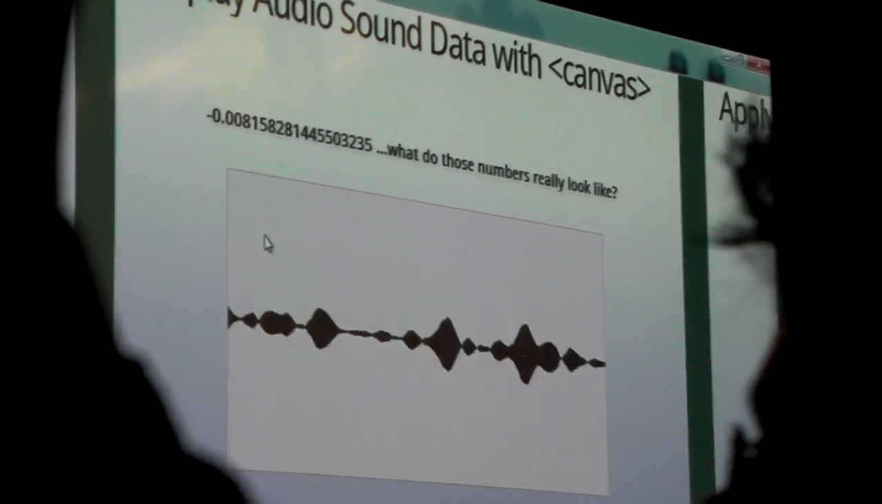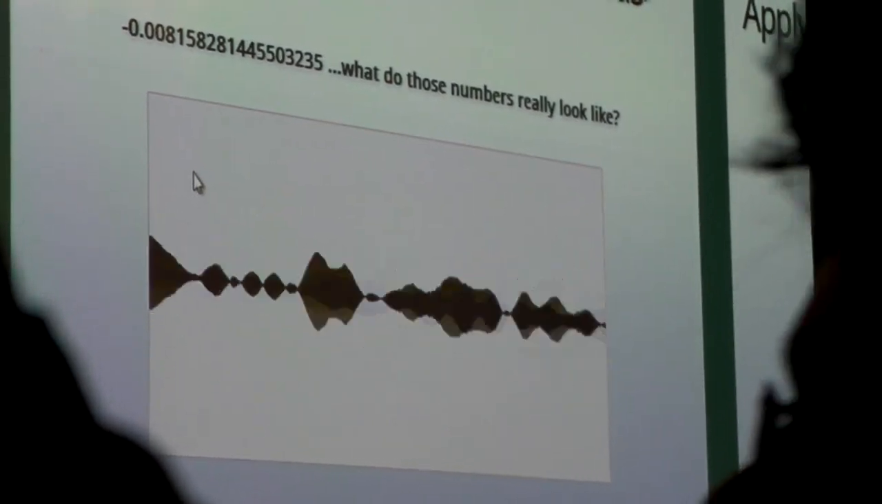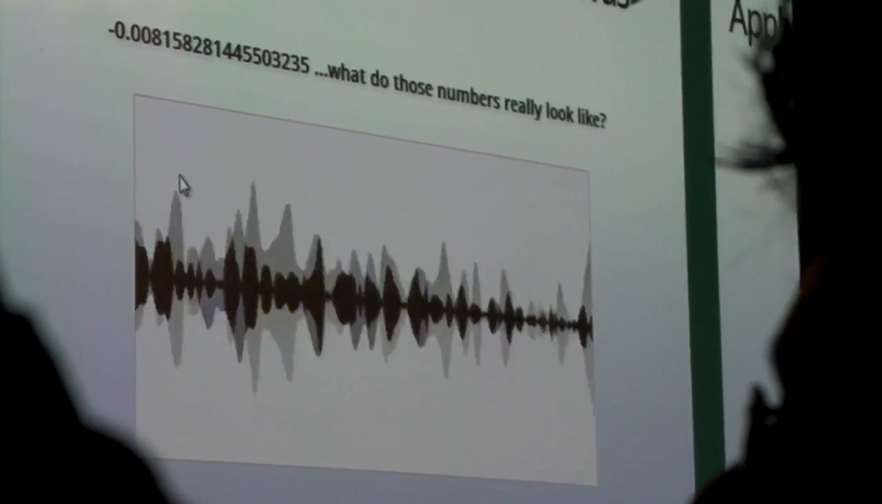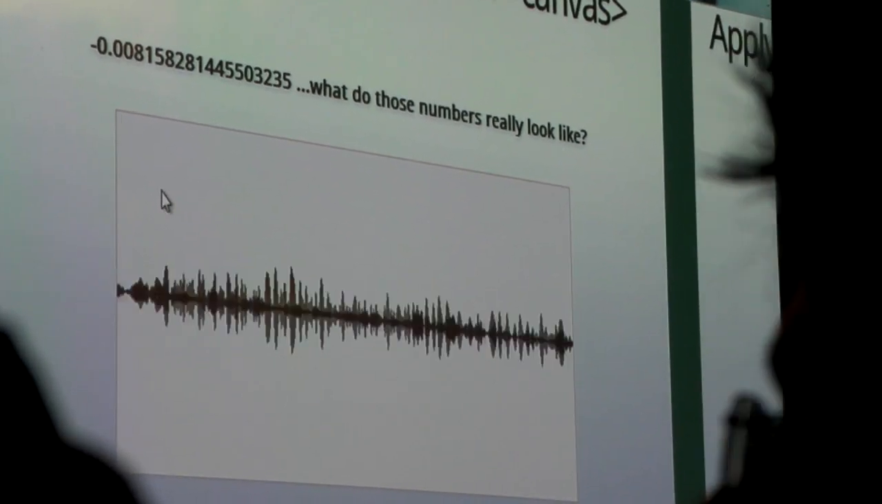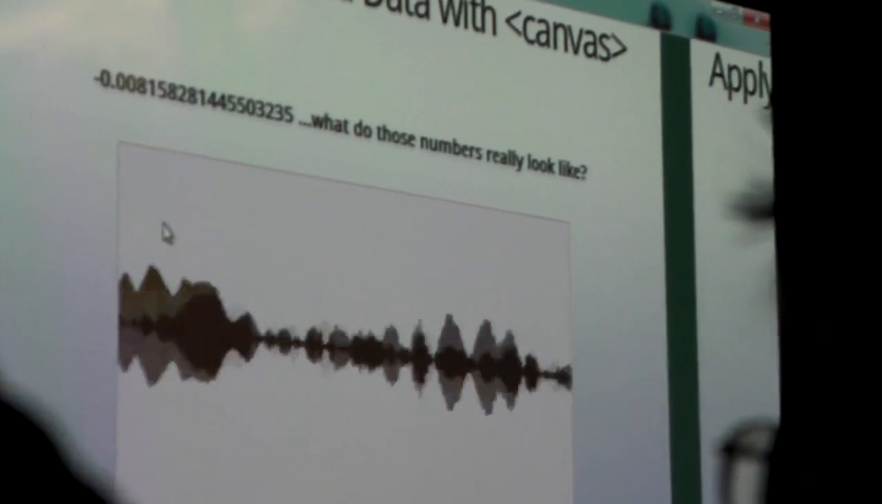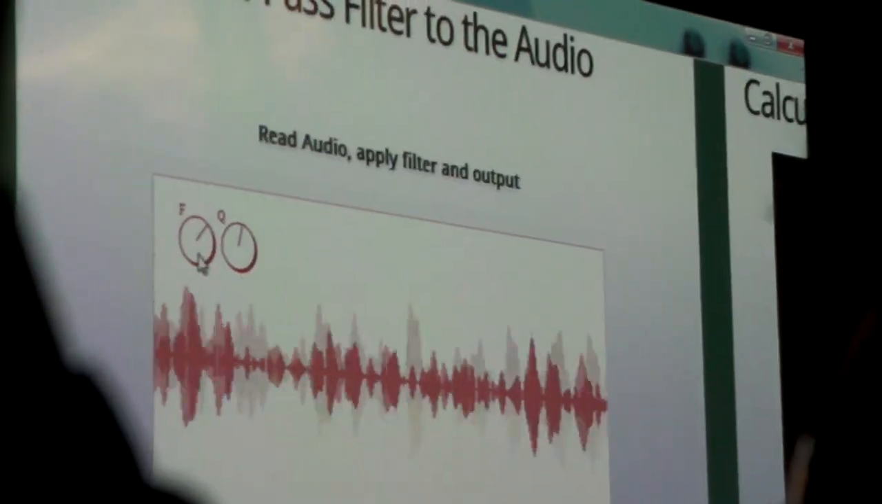visualizing that signal. So those numbers that you're seeing, now we're drawing that audio out to a canvas as it's happening. So you can see the sound wave. And not only can we see the sound wave, but we can also change that sound with JavaScript. So I'm going to show you a low-pass filter, which is going to simulate changing the dials on this sound.